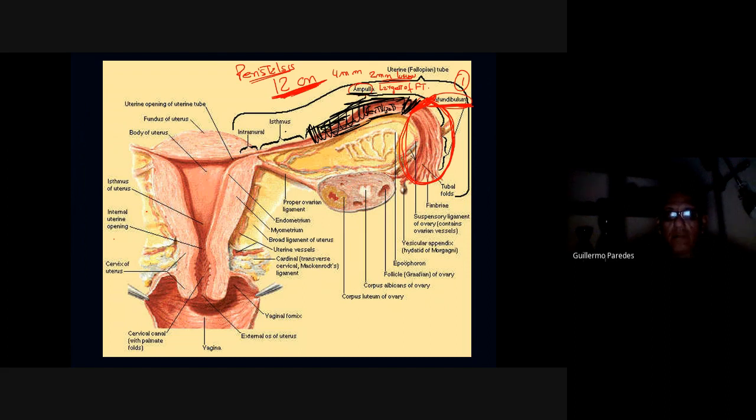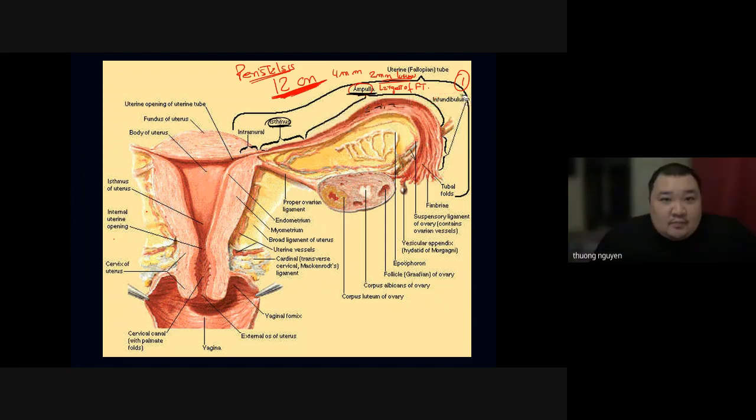Then we have the isthmus, which is a more narrow area that is in contact with the uterus. The isthmus is the third part. So we have the infundibulum, the ampulla, the isthmus, and then the tube literally perforates the uterus. This is called the intramural portion of the fallopian tube. Okay? You okay with that?